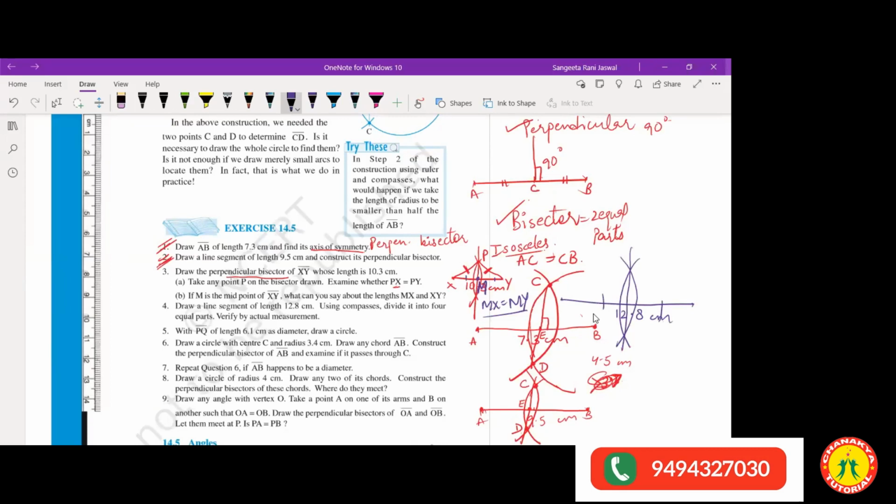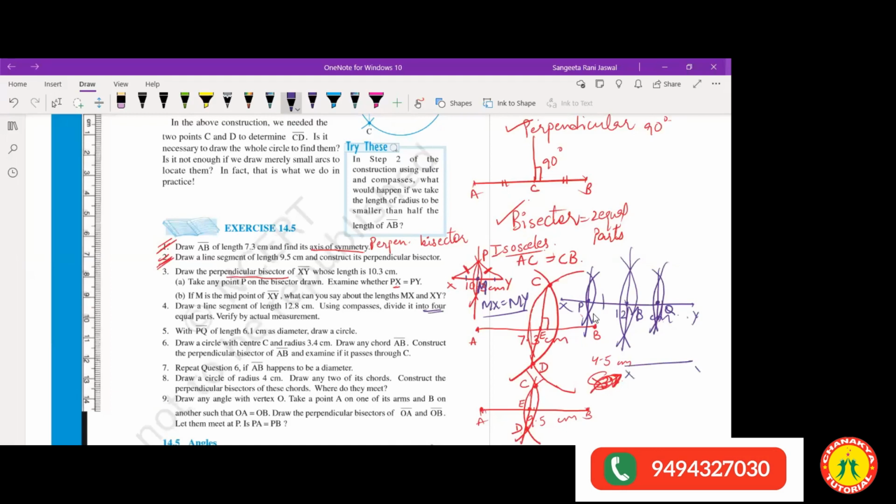Understood this much? Now you are asked to cut it into 4 equal parts. Now you will take the first half of this. Suppose this line is XY and this is a point M on it. Now you will make the perpendicular bisector for XM, keeping your pointer here. Suppose you name it P. Then again you will take this part MY and make a perpendicular bisector here. Call this point Q.